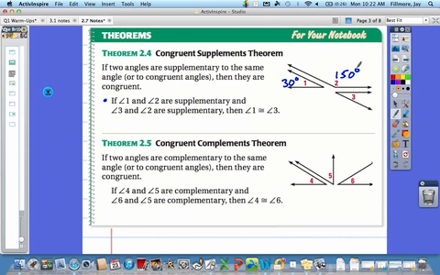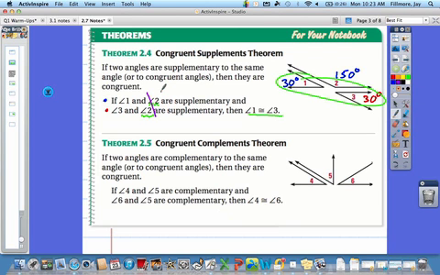Looking at our second statement here, angle 3 and angle 2 are supplementary. So if angle 3 and angle 2 are supplementary, then they should add to 180, so angle 3 should be 30. And we can see that those two angles are indeed congruent, or equal. The measures are equal. So if they're both supplementary to the same angle, to angle 2, then they're congruent to each other. What some people like to look at this as is kind of a variant of the transitive property.